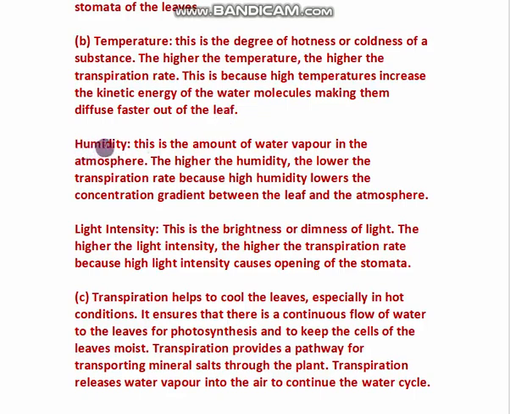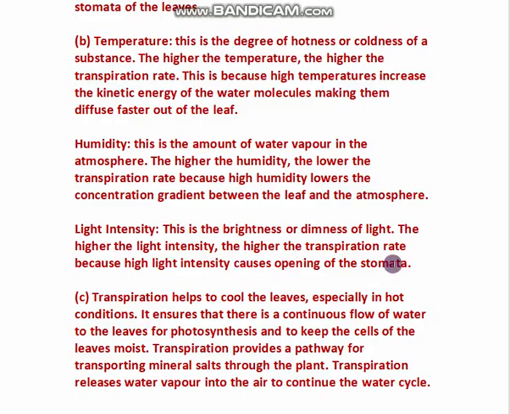Here again we have humidity. Humidity is the amount of water vapor in the atmosphere. The higher the humidity, the lower the transpiration rate, because higher humidity lowers the concentration gradient between the leaf and the atmosphere. Light intensity. Light intensity is the brightness or dimness of light. The higher the light intensity, the higher the transpiration rate, because higher light intensity causes opening of the stomata.